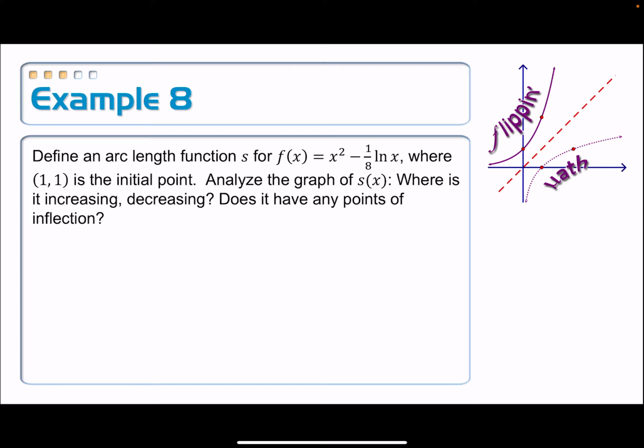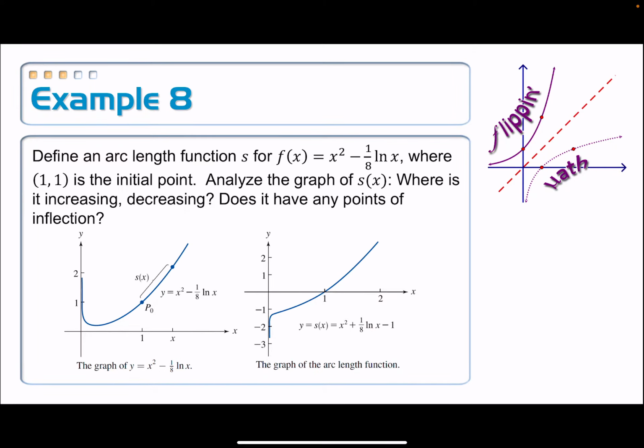Example 8: define an arc length function s for f of x equal to x squared minus 1/8 natural log of x, where (1, 1) is the initial point. So here are the graphs of these things. Analyze the graph of s of x. Where is it increasing, decreasing? Does it have any points of inflection? I already threw some graph pictures down for you.